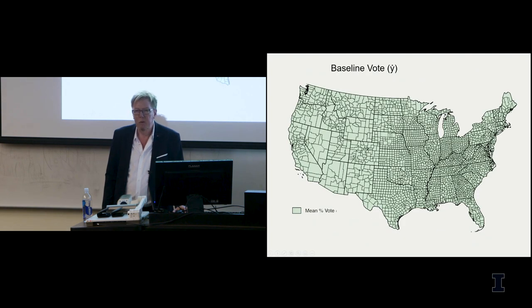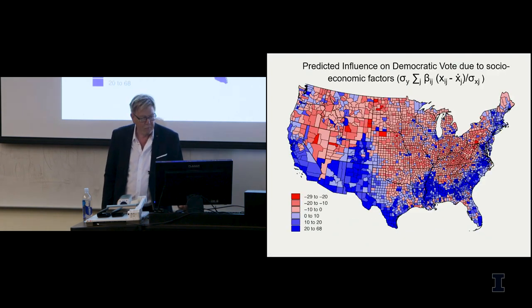So there's the baseline vote. Okay, it's the same everywhere, say 50%. There's the predicted influence on the Democratic vote. It's this bit of the equation. Okay, I can actually quantify all that. So this is how counties would vote were it not for geography. So all these southern counties, given the makeup of people, the composition, should be voting for the Democratic Party. And a lot of the Midwest should be voting for the Republican Party, if geographical context wasn't important.